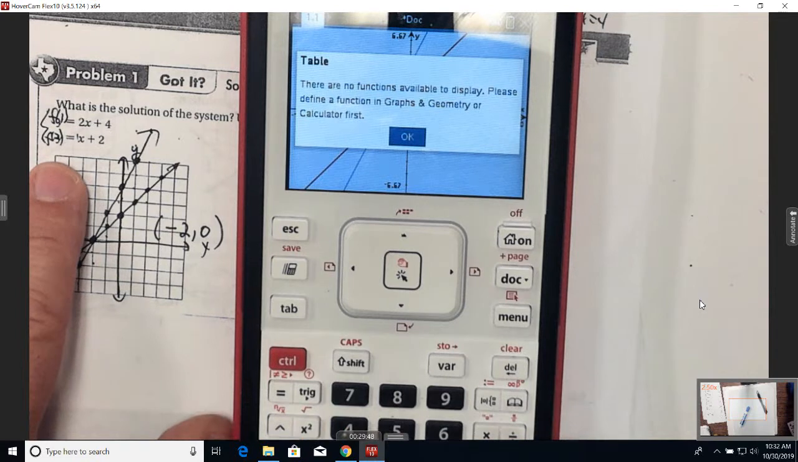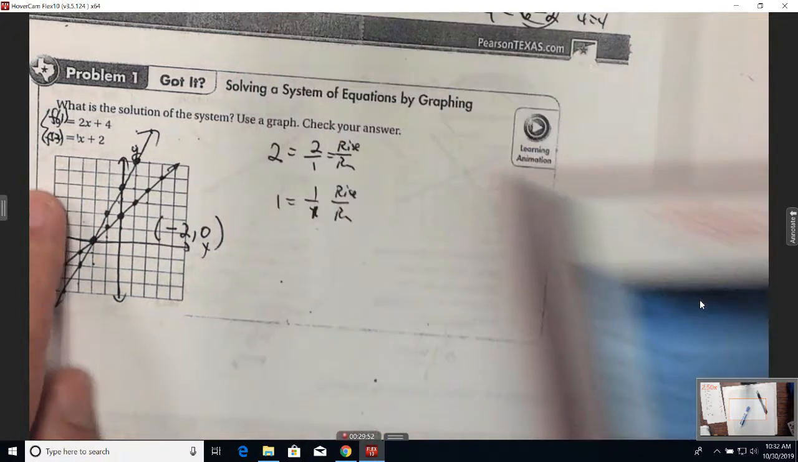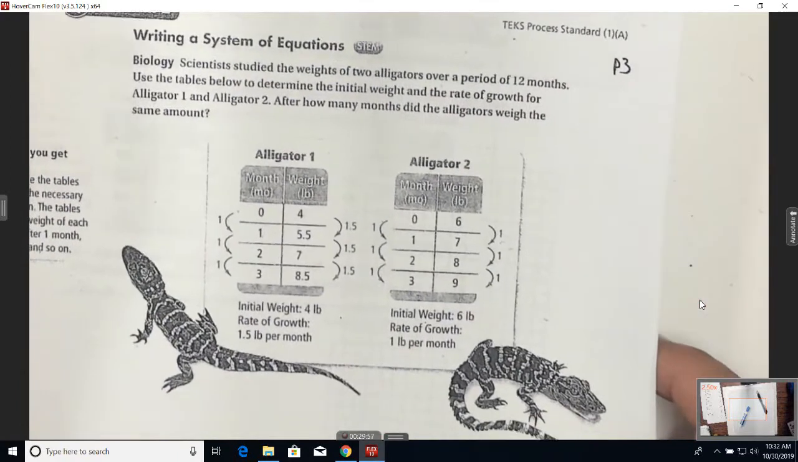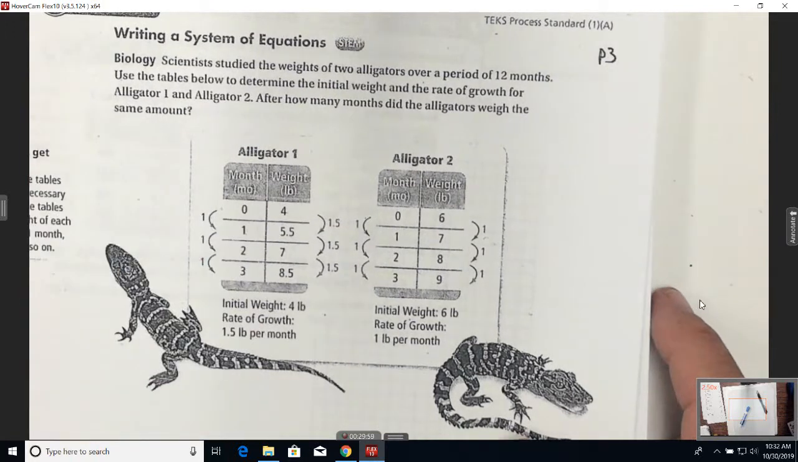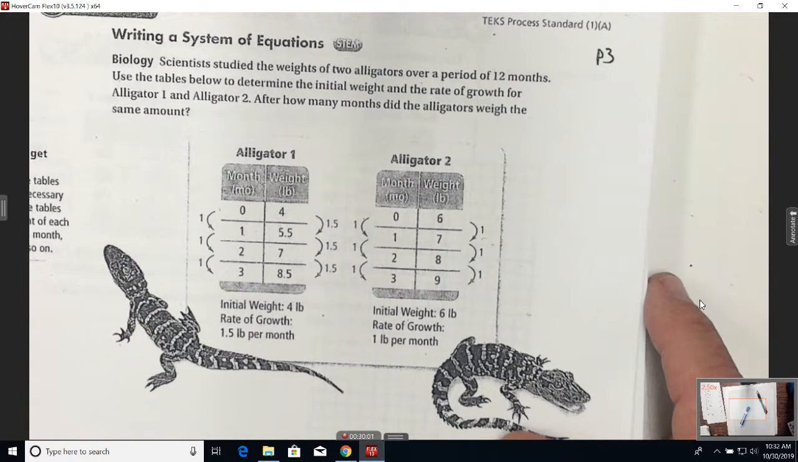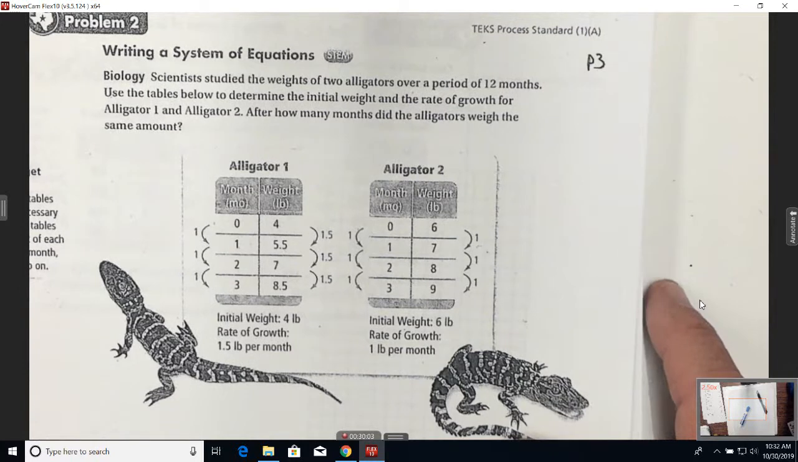So the good thing is this graphs anything. The bad thing is I don't have a table for it. Okay. So now that we know how to use our calculator, what are the problems going to look like on the EOC? We'll finish with problem 2 today, and then I'll give you the rest of the time to do your homework. So we're going to write a system of equations.